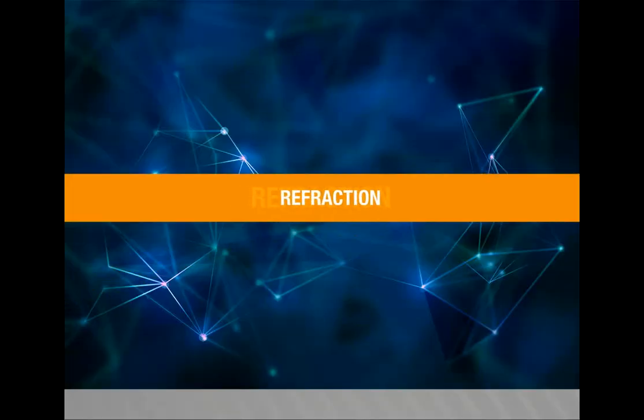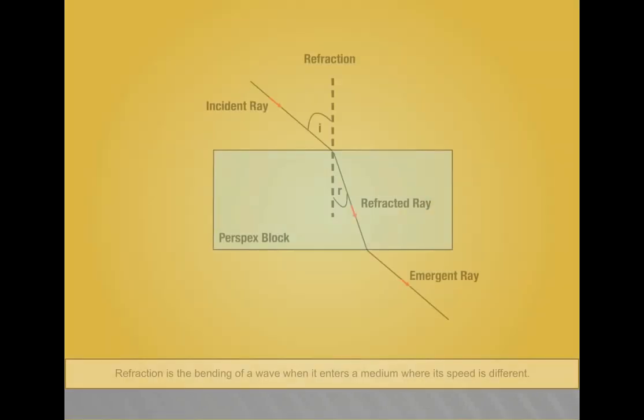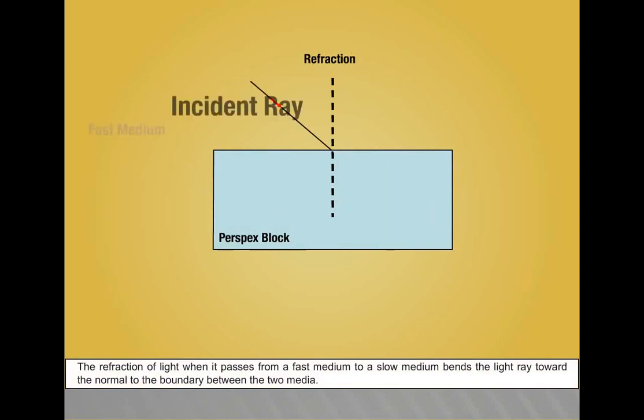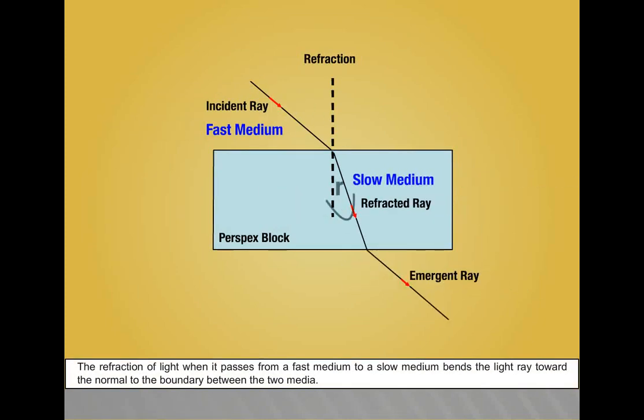Refraction. In this video, we are going to see about refraction. Refraction is the bending of a wave when it enters a medium where its speed is different. The refraction of light when it passes from a fast medium to a slow medium bends the light ray toward the normal to the boundary between the two media.